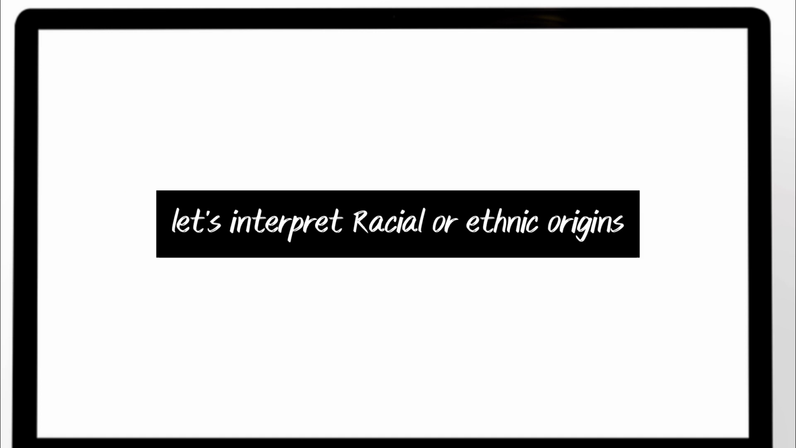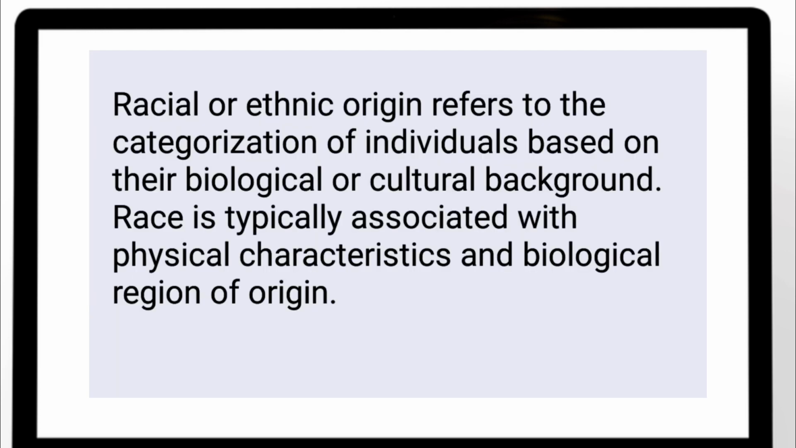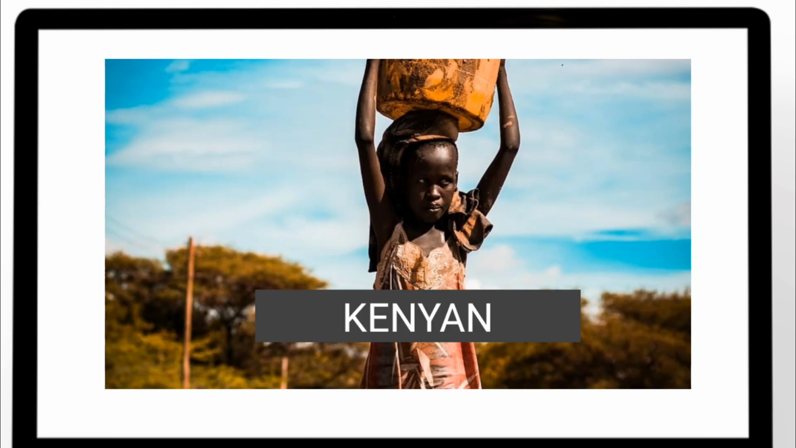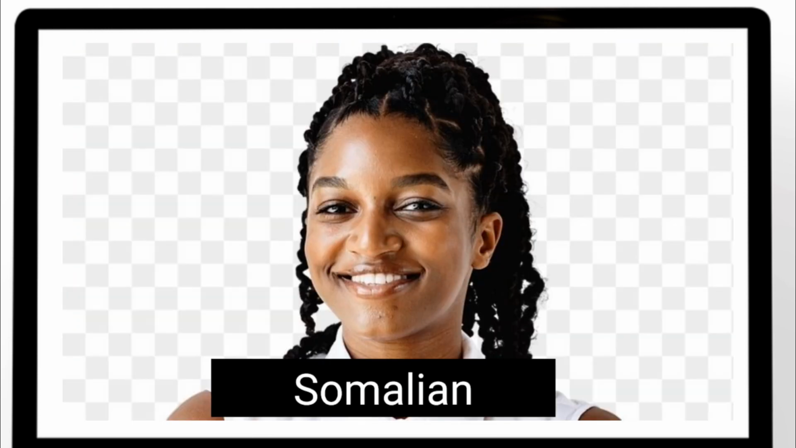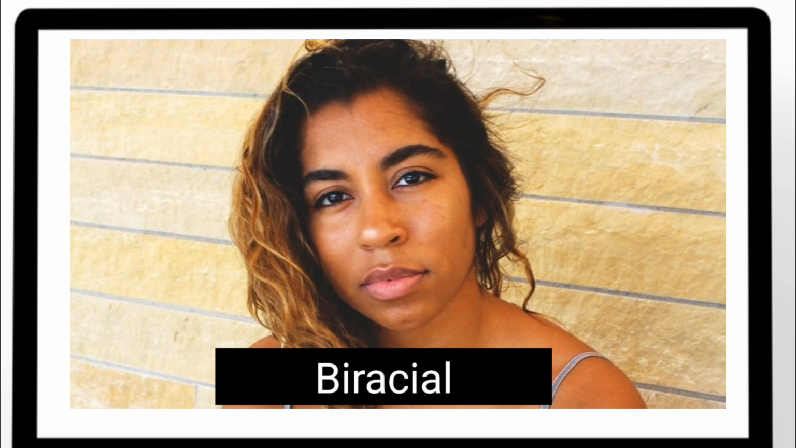Let's interpret racial or ethnic origin. Racial or ethnic origin refers to the categorization of individuals based on their biological or cultural background. Race is typically associated with physical characteristics and biological region of origin. Some examples of racial identifiers or categories include Kenyan, Nigerian, Somalian, biracial.